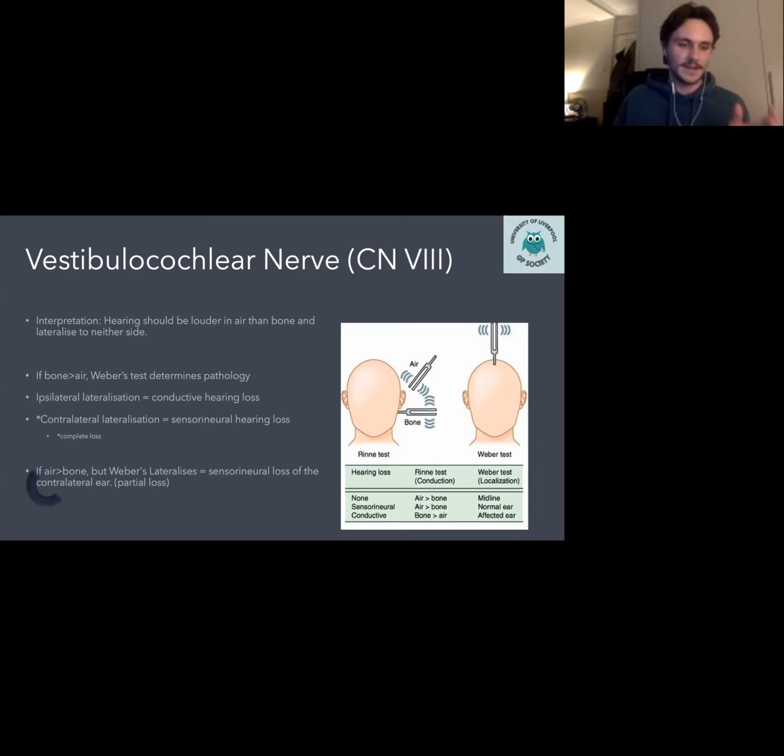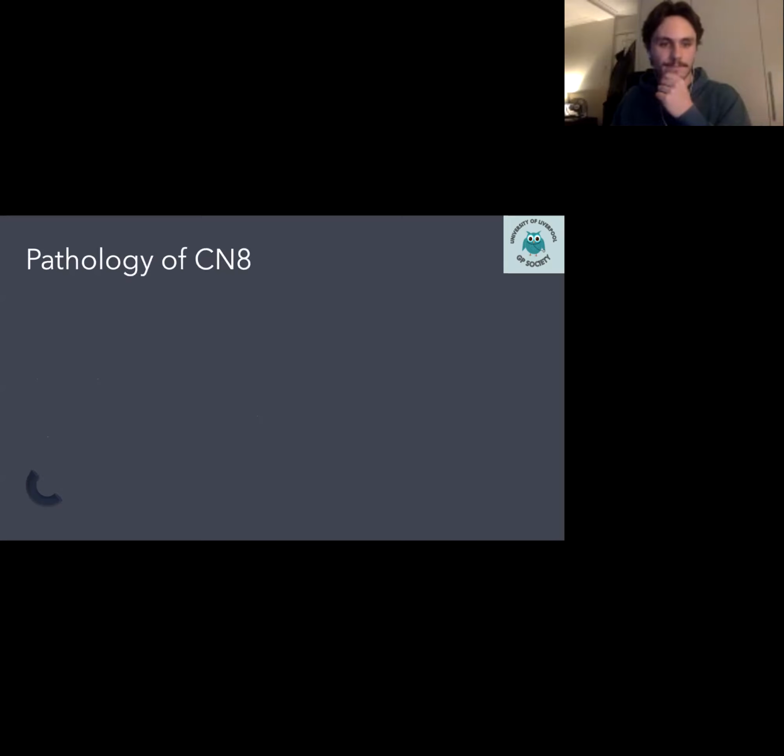Similarly, if air is louder than bone on both sides, but Weber's test lateralizes, generally it is sensorineural hearing loss of the contralateral ear. So Weber's test lateralizes here, it's sensorineural here, given that Rinne's is normal on both sides.